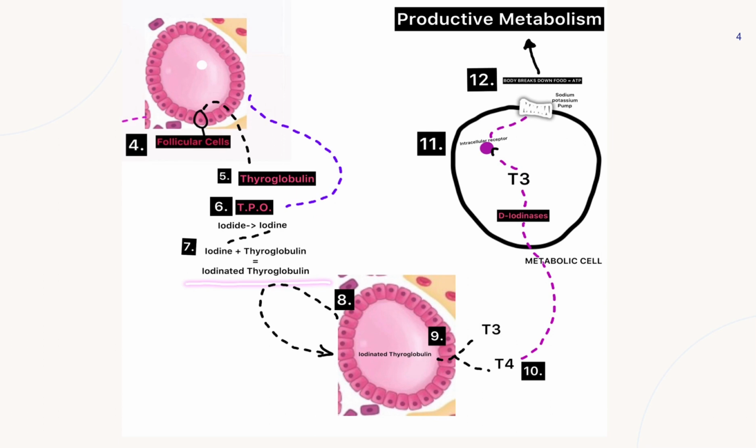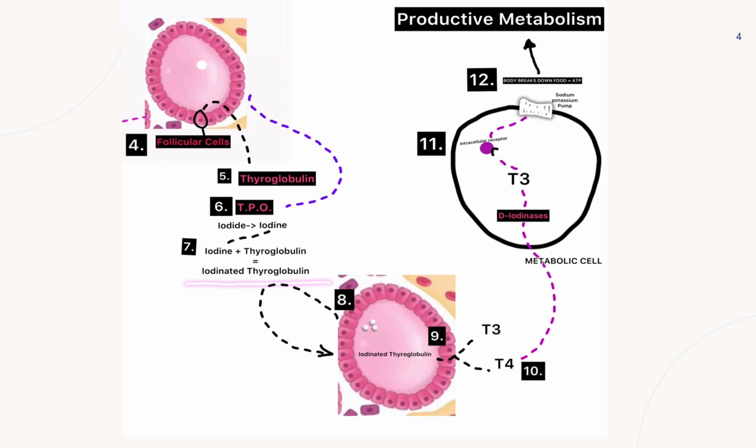So in order for the body to actually use this T3 and T4, it has to find a way to pull T3 and T4 out of the iodinated thyroglobulin. So here is the process that the body's going to use. For simplicity, stage 8 is the same cell that we see in stage 4. Here at stage 8, located within the cell are proteolytic enzymes.